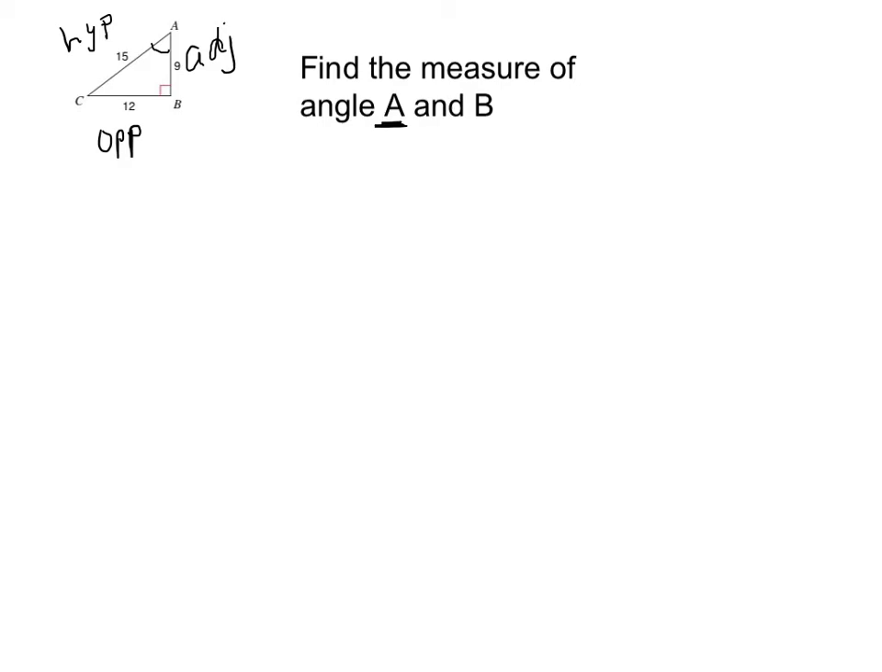So it doesn't matter which one we use. You get to pick based on the sine, cosine, tangent, as well as what measurements you have. So since we have all three sides, it doesn't matter. So I'm going to choose sine of angle A, which means I have to use the opposite side, which is 12, divided by the hypotenuse side, which is 15.